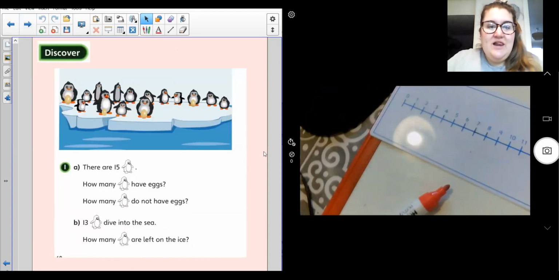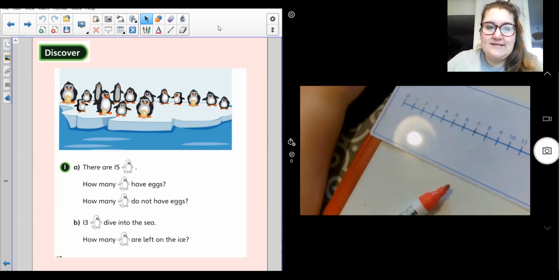So look at these cute little penguins. Miss Winfield loves penguins. So our question says there are 15 penguins. How many penguins, Fonsha? How many penguins, Millie? 15. Well done. How many penguins have eggs? So some of them are sitting and they're holding in front of them a little egg. Can you pause the video and see how many penguins are holding eggs? Let's have a look together.